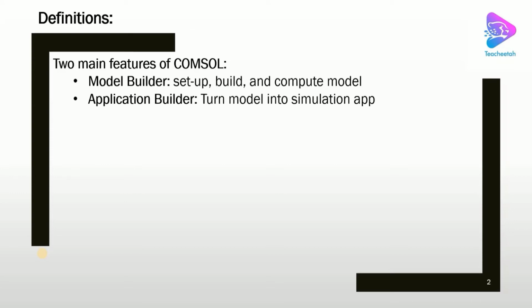The next feature is the Application Builder, in which we can turn the model into a simulation app. The simulation app can be a standalone environment in which we can solve our problem very quickly without repeating many steps. It is very useful when we have multiple variables, when we have optimization, and so on. So let's introduce it today.